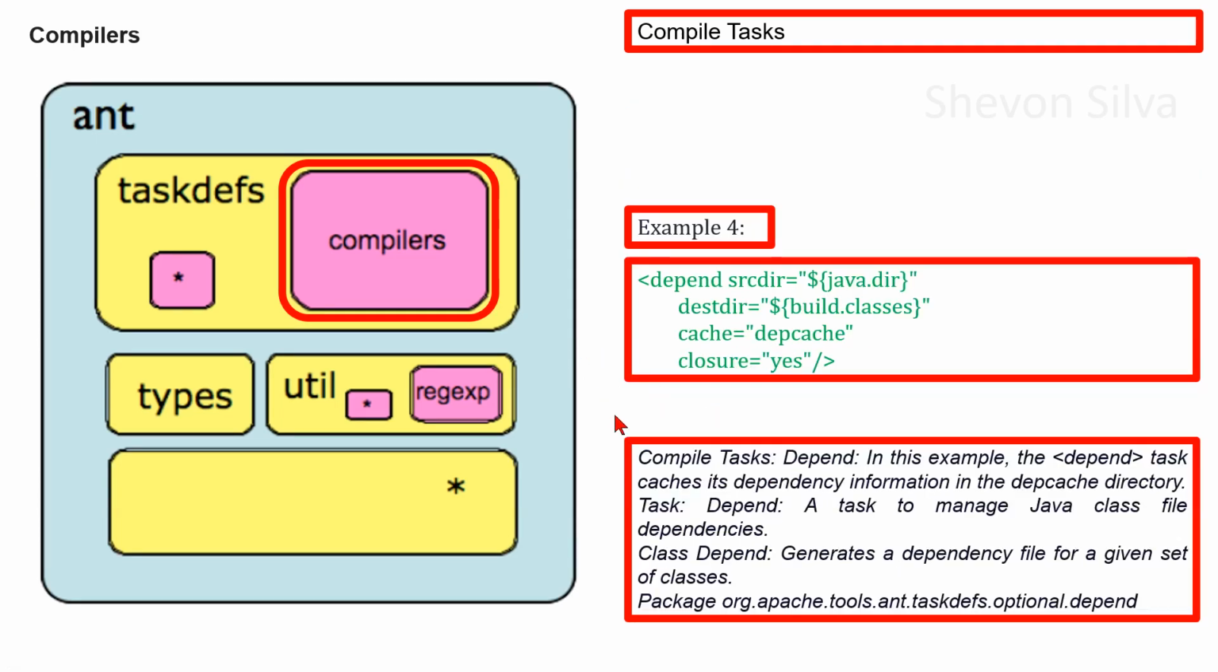Now we are focusing on depend in compile tasks. In this example, the depend task caches its dependency information in the depcache directory. The task depend, a task to manage Java class file dependencies.